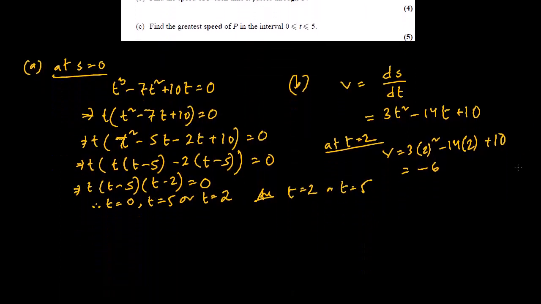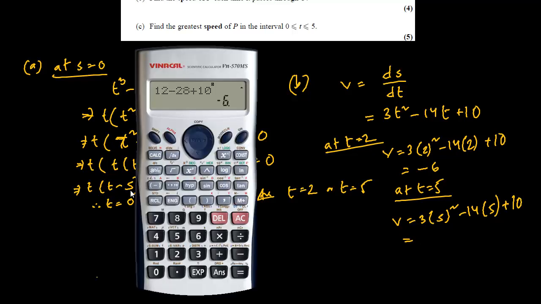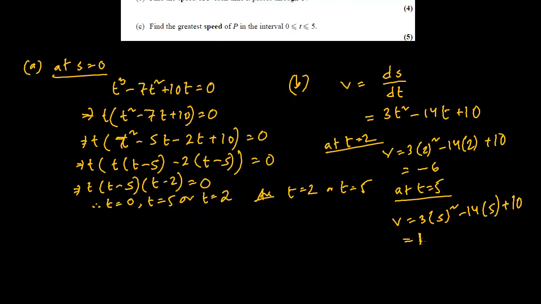Then we have at t equals 5, v equals 3 into 5 squared minus 14 into 5 plus 10, and this is going to be 25 into 3 is 75, minus 14 into 5, and we have plus 10, and that turns out to be 15. So v would be equal to 15.